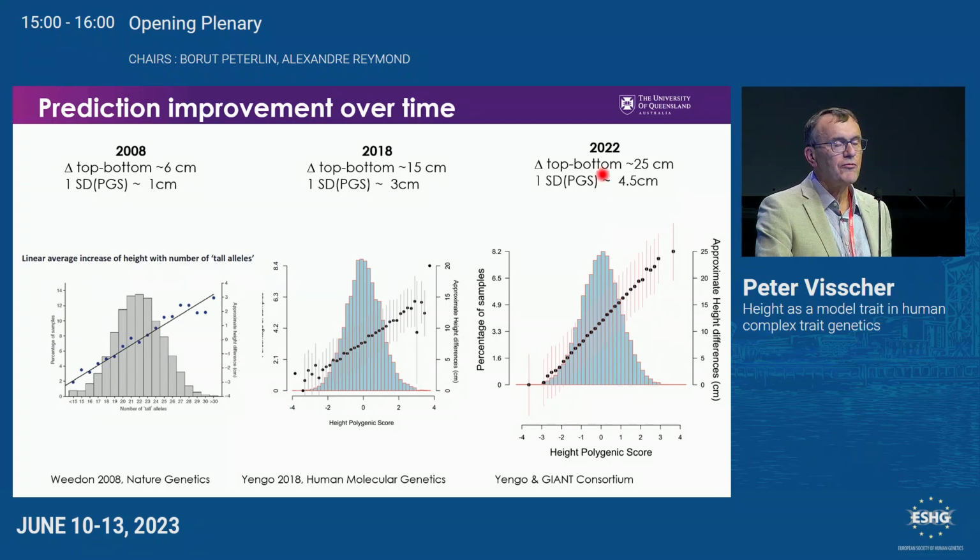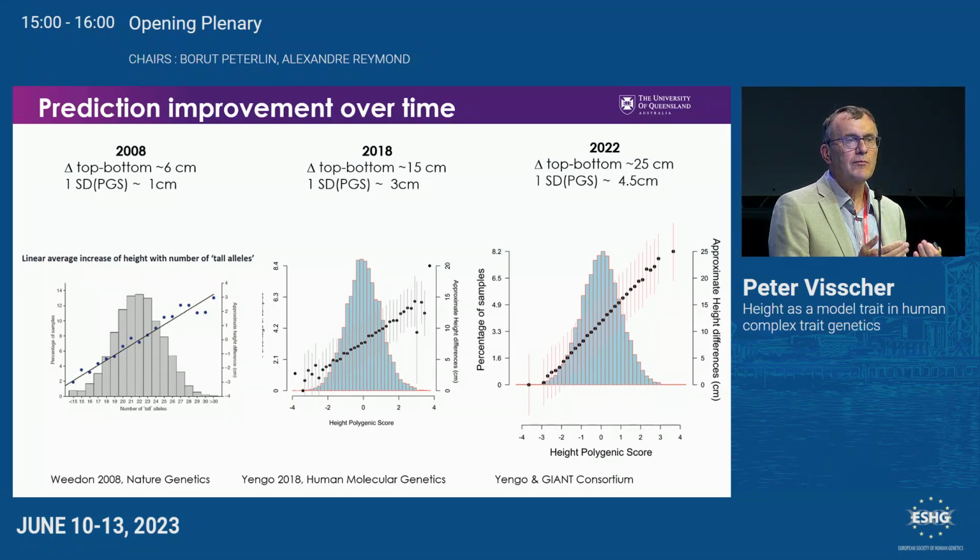And if we now go to 5 million, the difference between the top and bottom is 25 centimeters, and 1 standard deviation equates to between 4 and 5 centimeters. Now, this is quite interesting, I find, because we would expect the same to happen in principle when you do this for common disease, if you think about applications in the real world.